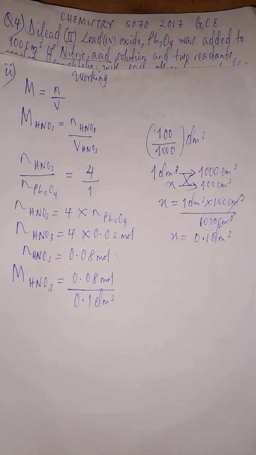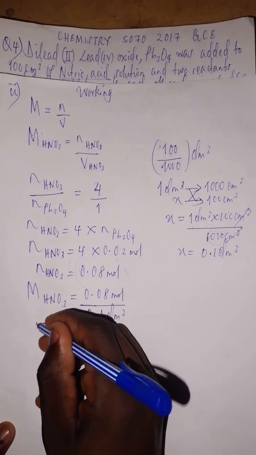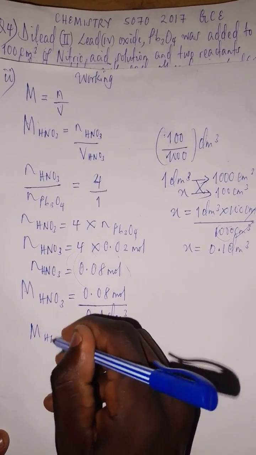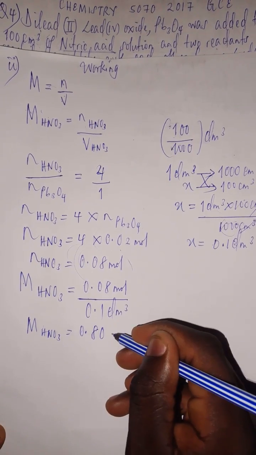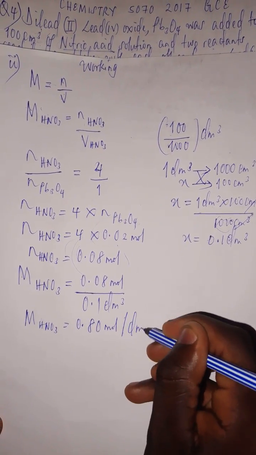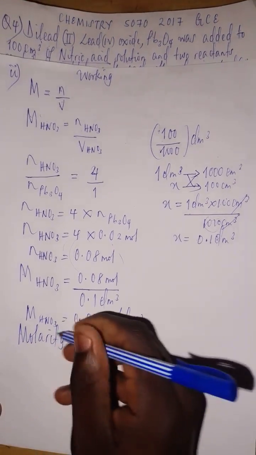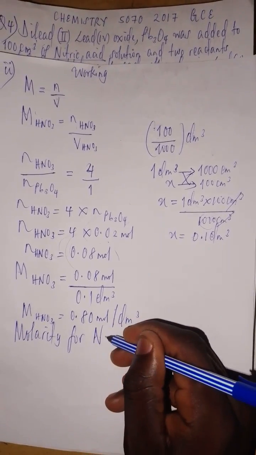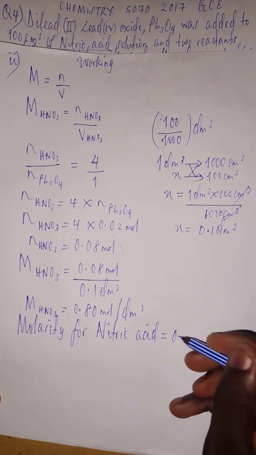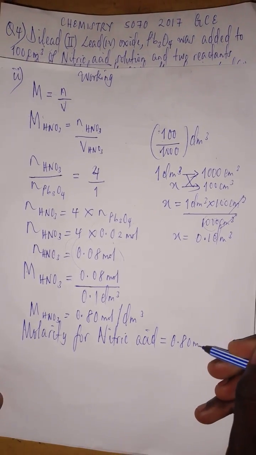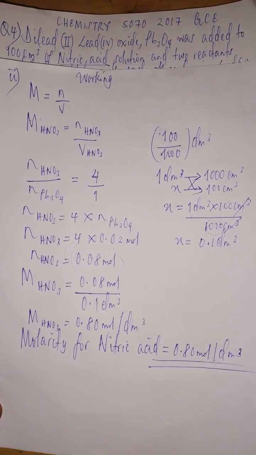So 0.08 divided by 0.1, and so I'm finding molarity for nitric acid to be 0.80 moles per cubic decimeter. So I'll just conclude as molarity for nitric acid is equal to 0.80 moles per cubic decimeters. So that is the molarity.